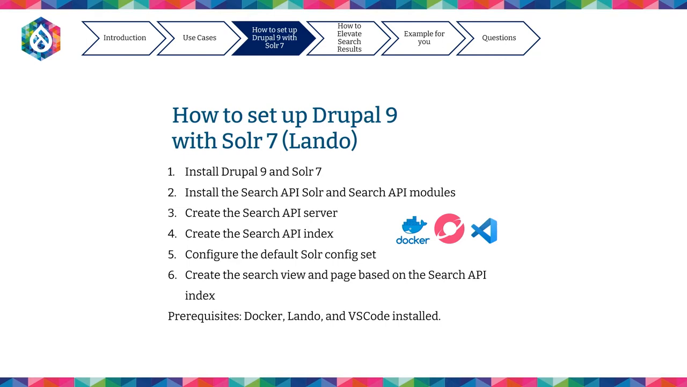After getting your site ready and having all the relevant search modules installed, then you want to configure your Drupal site, log in, and set up the Search API server and the Search API index. The fifth step, one of the important steps, is to make sure your Solr config set is appropriately set up. That was one of the main blockers on my project. And lastly, of course, you want to create your search page with views.